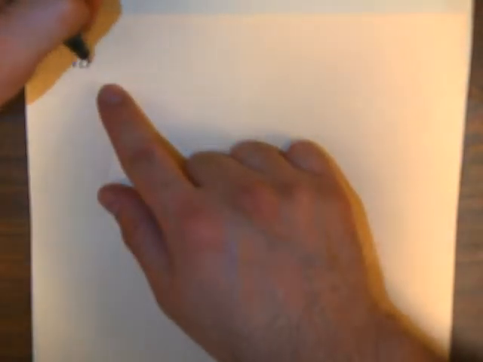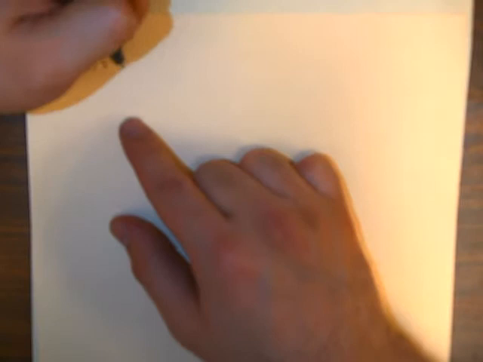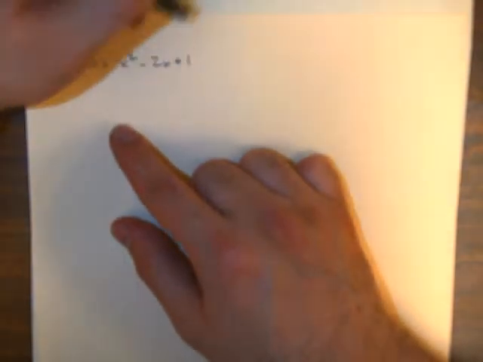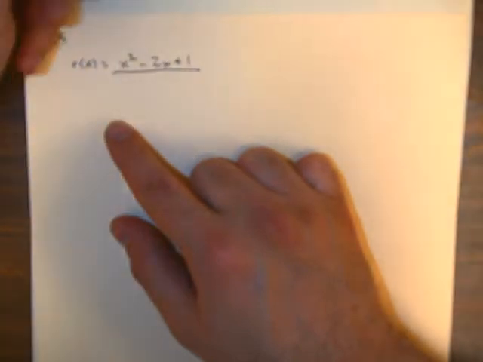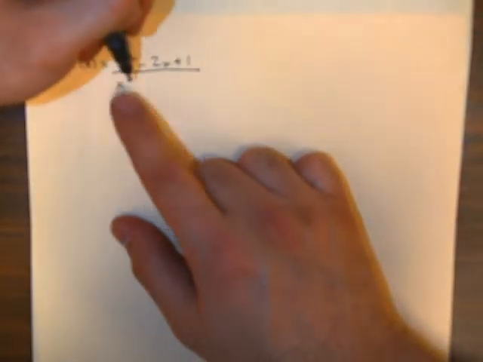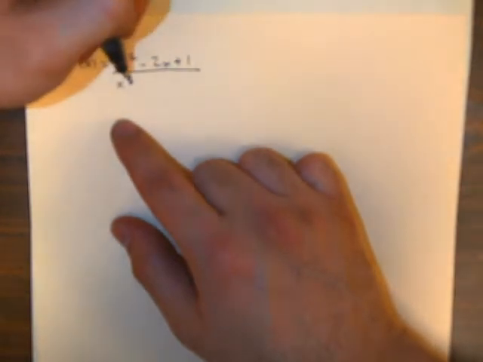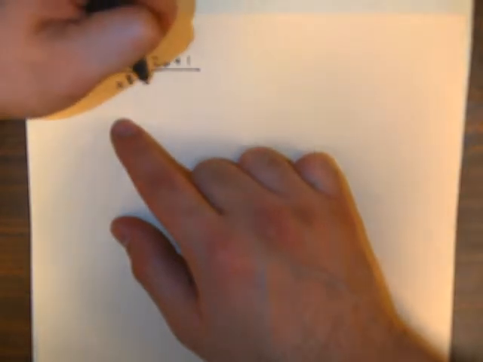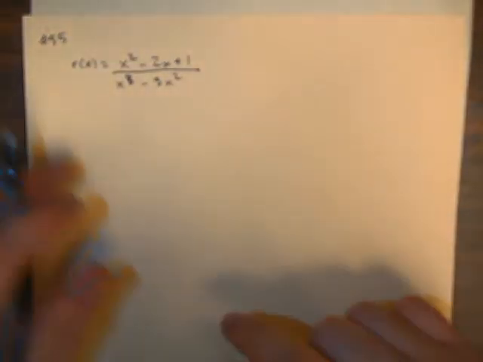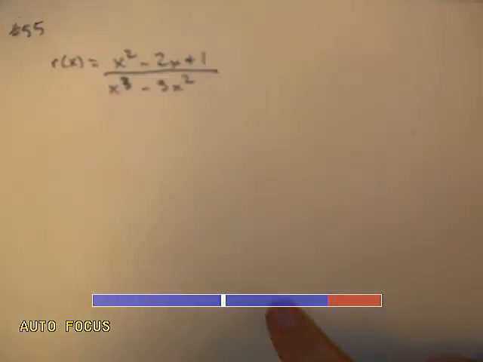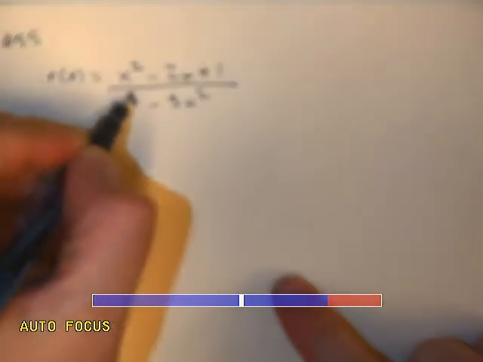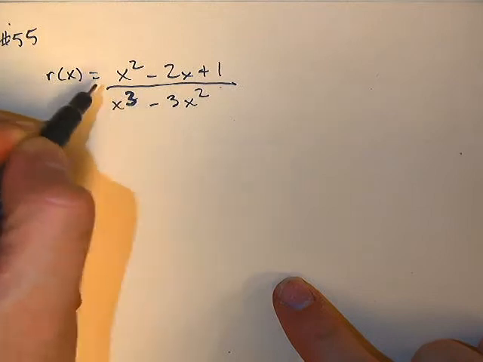It says r of x is equal to x squared minus 2x plus 1 divided by x squared, x cubed minus 3x squared. Try to zoom in just a little bit here. And this is a cubic right here, x cubed.